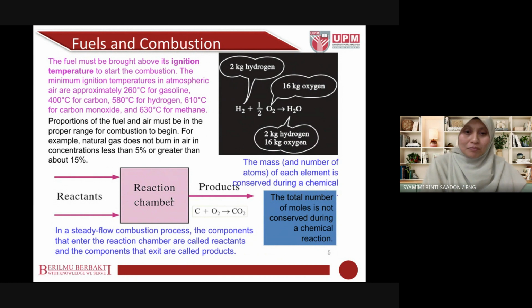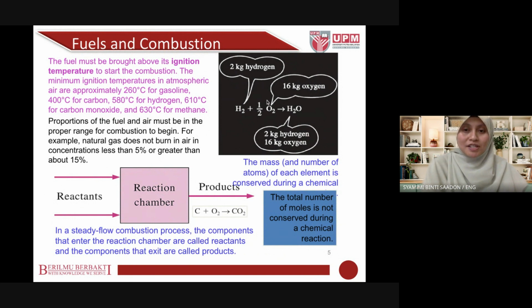In a steady flow combustion process, usually a reaction in a reaction chamber or combustion chamber, we have the chemical compounds: the fuel, the air, etc. Before the combustion process, the term we use is reactants. Reactants are all the chemicals, the fuel, oxygen, etc., before the combustion process. And after the combustion process is finished, the chemical compounds produced are called products. So reactants are before, products are after.